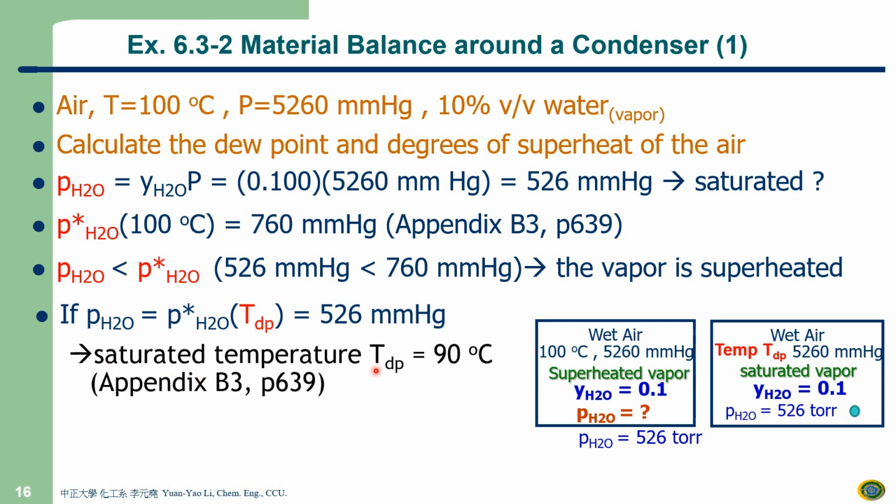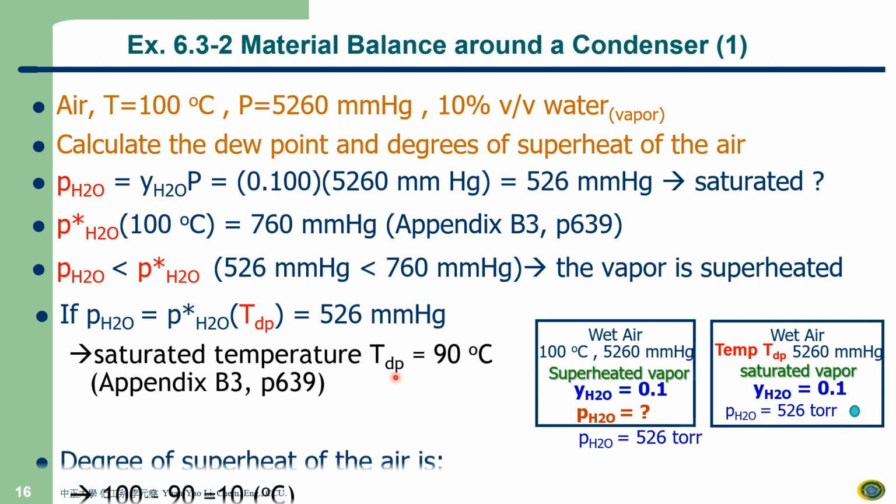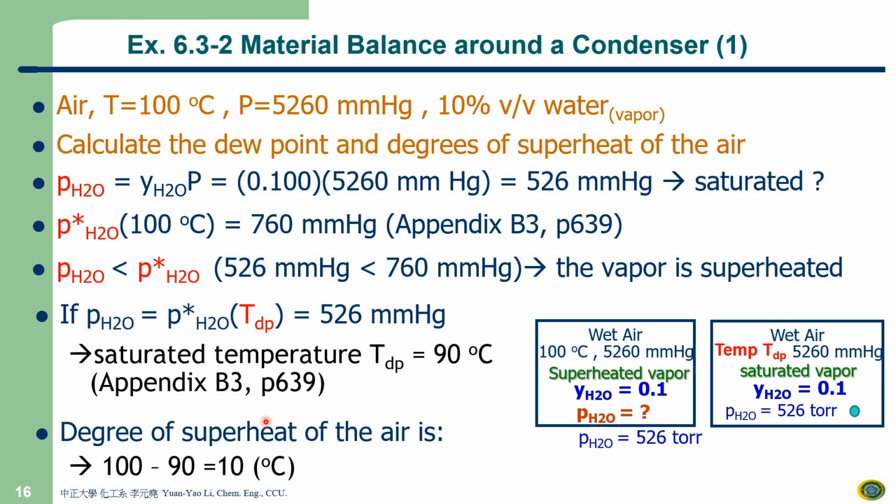Okay, so saturated vapor. If you find 526 millimeter mercury, at what temperature? The temperature will be 90. So if you reduce the temperature from 100 to 90, you'll get a first drop. And 90 will be the dew point temperature. So the degree of superheat of the air is what? 100 minus 90 equals 10. So the degree of superheat of the air is 10.